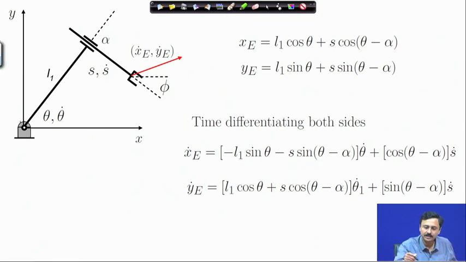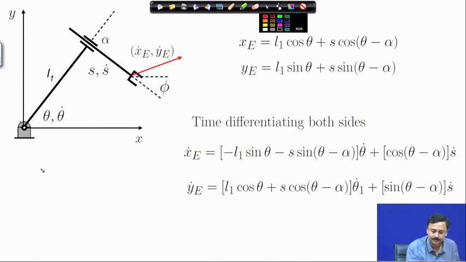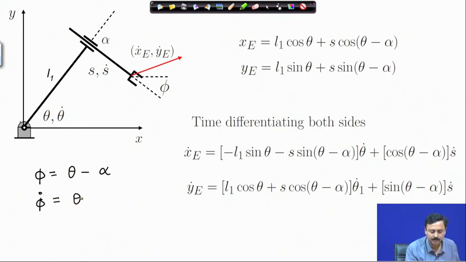There is one more relation, that is the orientation rate. If you remember, phi is nothing but theta minus alpha. Therefore, if you take a time derivative of this relation, since alpha is a constant, phi dot is nothing but theta dot. So, the rate of change of orientation is the same as the rate of change of the angle theta.